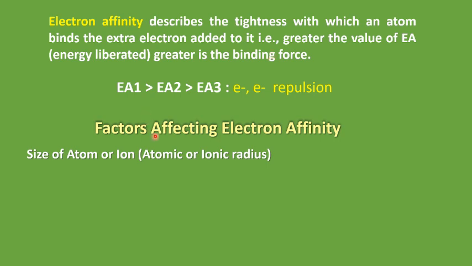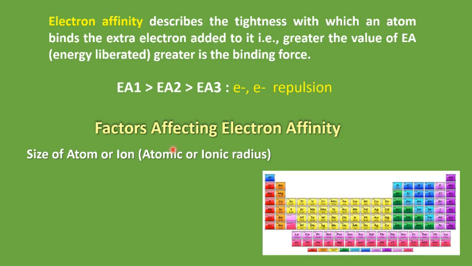The size of the atom or ion affects the electron affinity value. As we move from left to right in the periodic table, Z effective increases and size decreases. So these two terms are interrelated. Z effective increases as we move from left to right. Z effective decreases as we move down the group because the number of shells increases. Similarly, if Z effective increases, size decreases. If Z effective decreases, size increases.